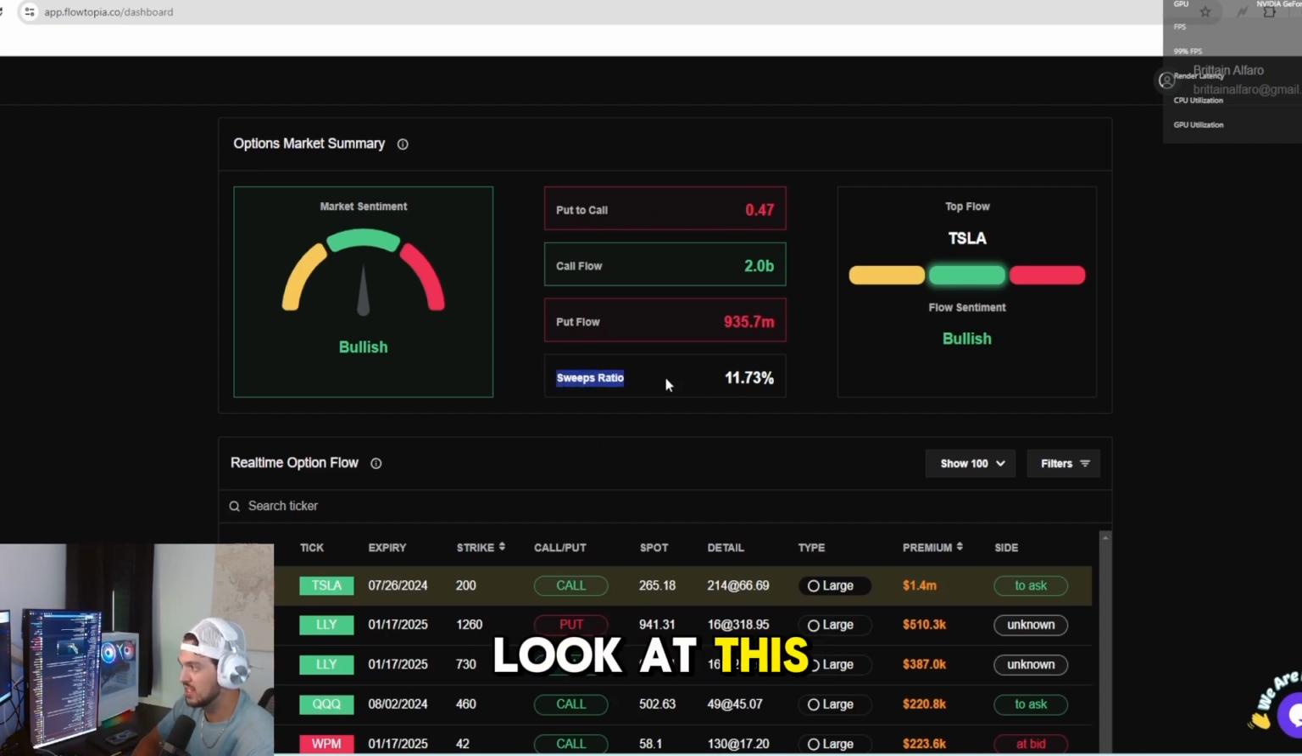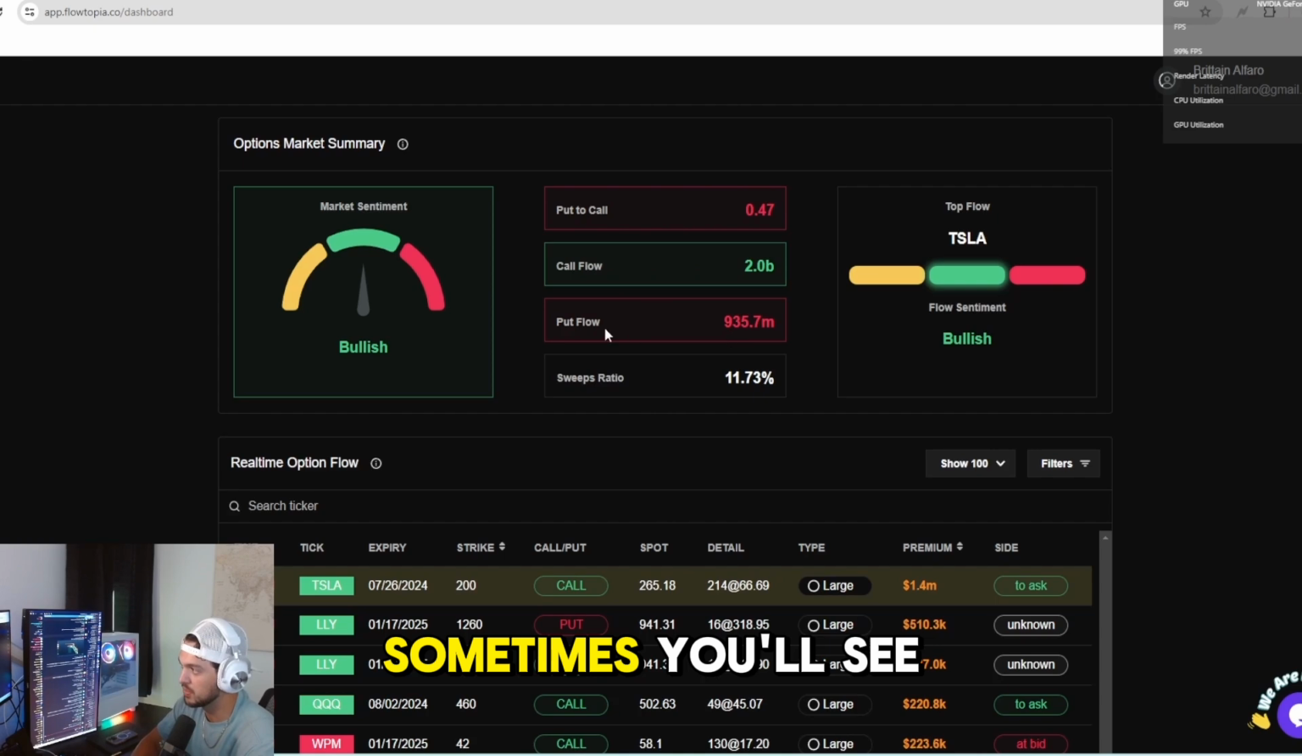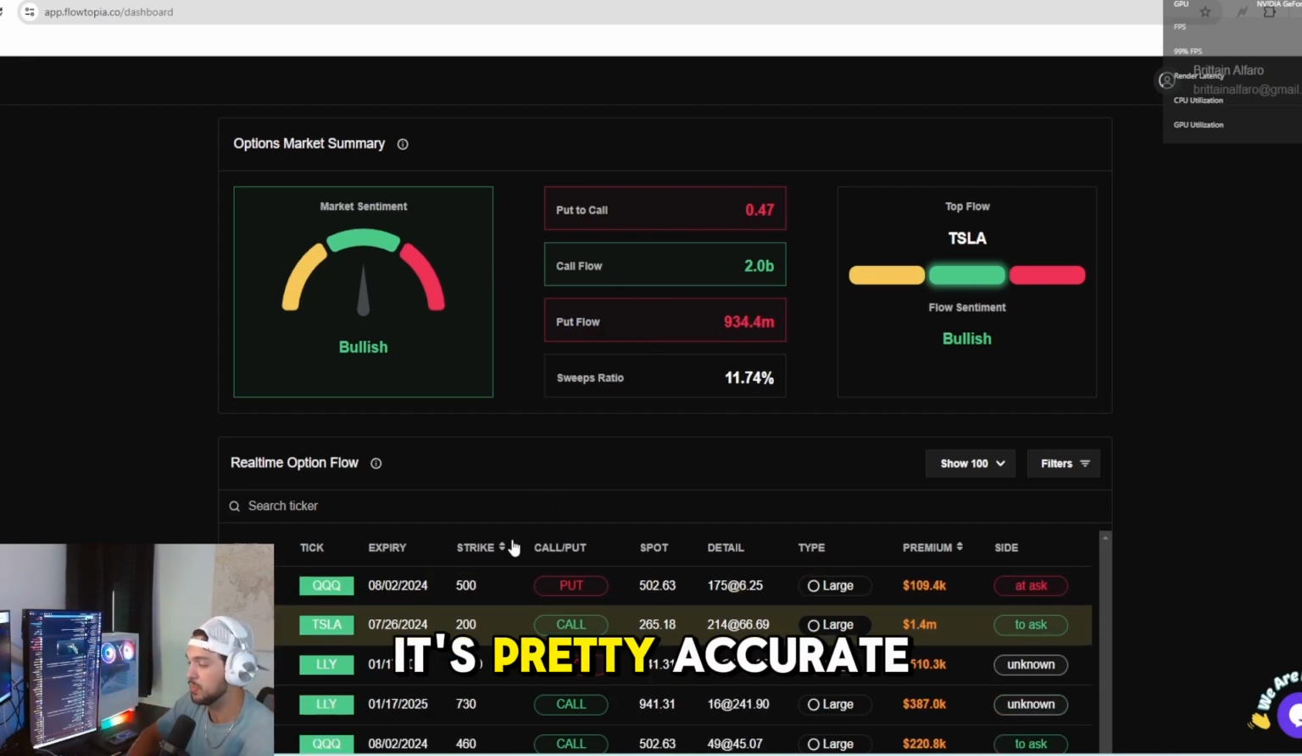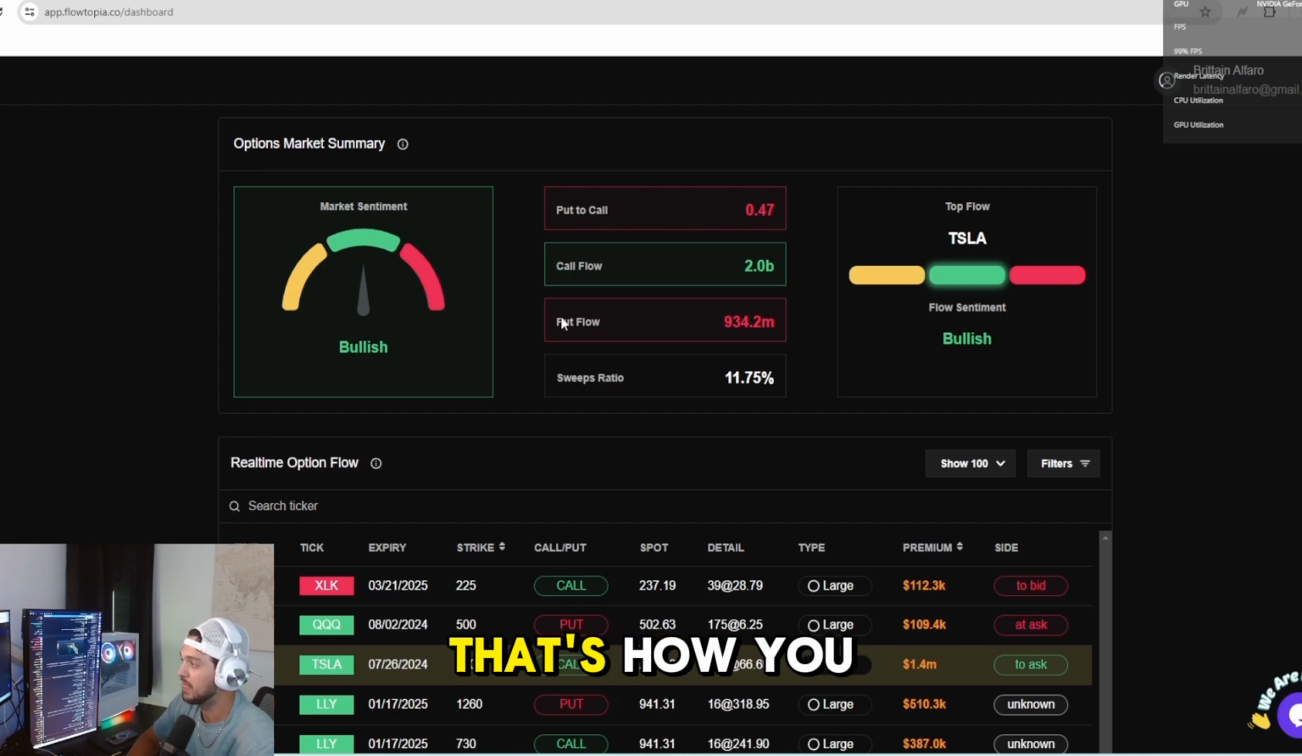I don't really look at this as much, but I do look at the market sentiment and the call flow to put flow because that will tell you a lot. Sometimes you'll see the put flow higher and you'll see the market coming down. It's pretty accurate. That's how you read it.